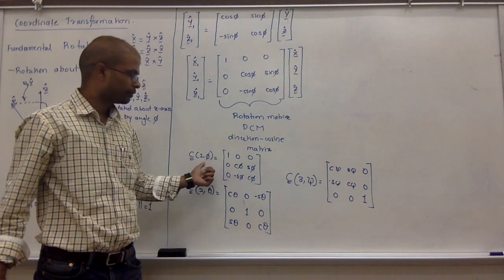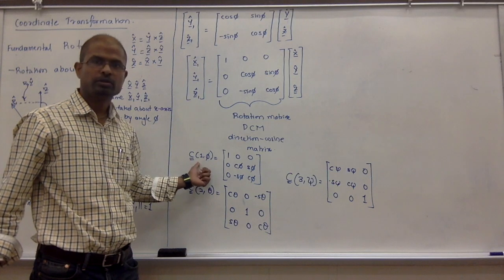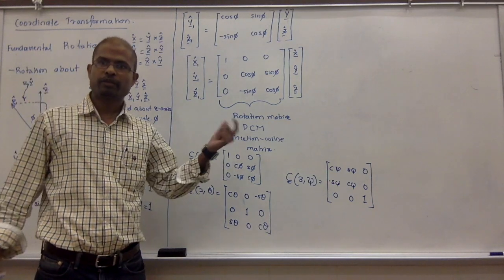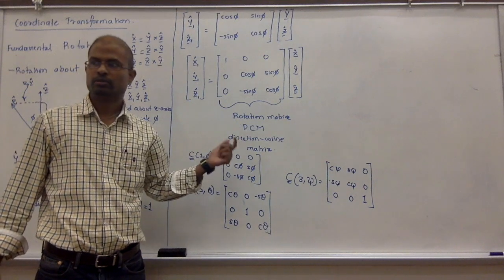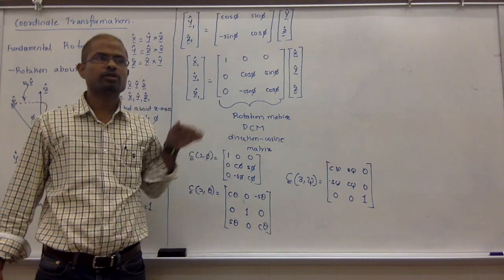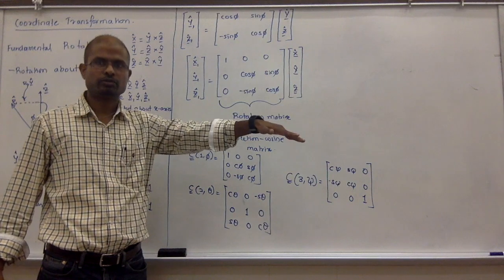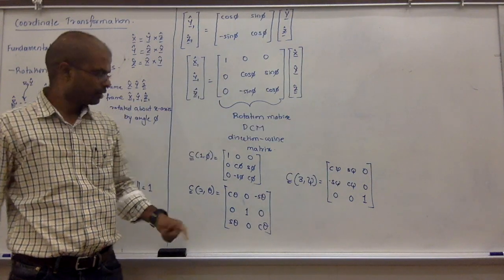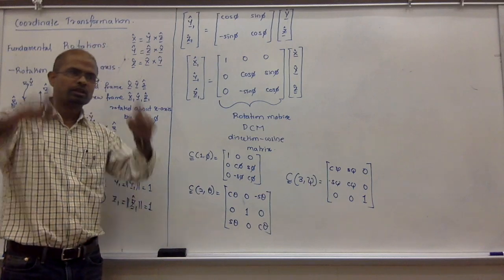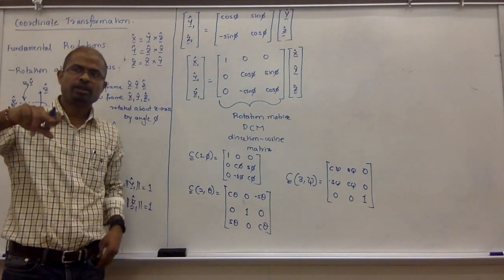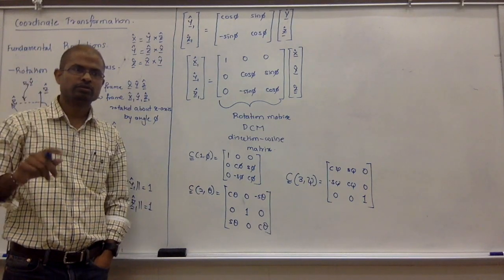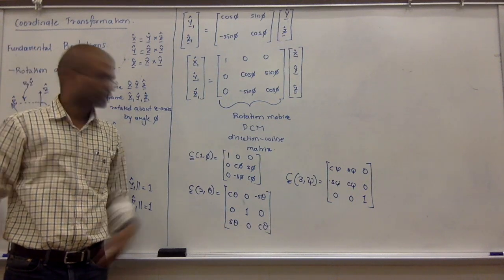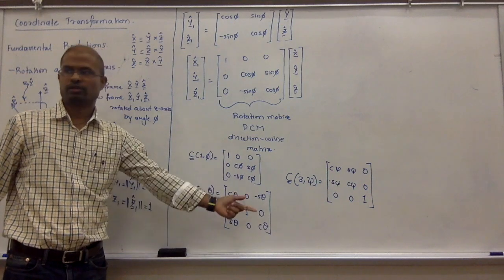If you have rotation about 1, the element in the first row, first column will be 1. The rest of the elements in the first row and first column would be 0. Then you have cosine, sine, sine, cosine. If you do it for 2, the element in the second row, second column would be 1, and the rest of the elements in the second row and column would be 0. You do a cosine, sine, sine, cosine.